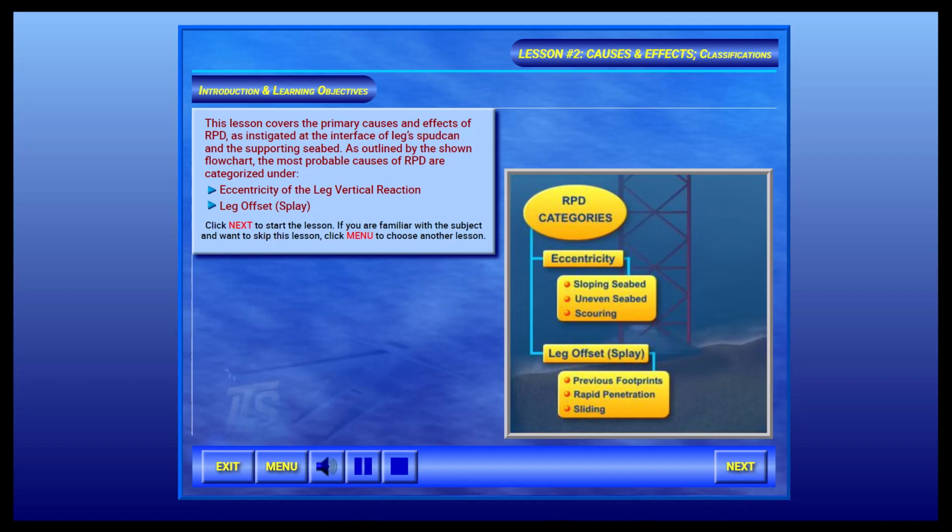This lesson covers the primary causes and effects of RPD, as instigated at the interface of the leg's spud can and the supporting seabed. As outlined by the shown flowchart, the most probable causes of RPD are categorized under eccentricity of the leg vertical reaction and leg offset, splay.